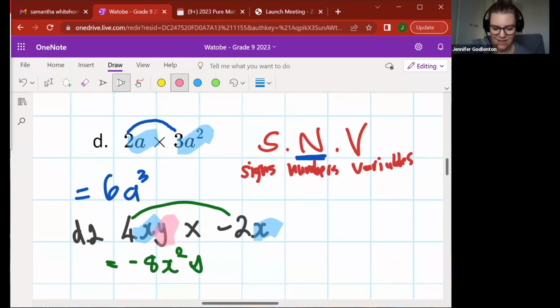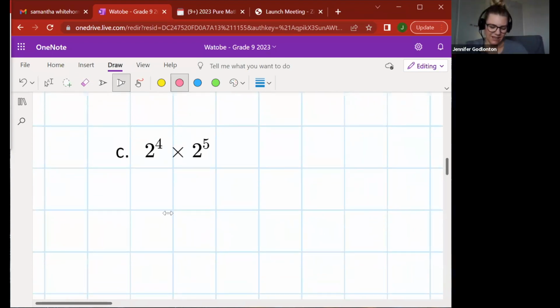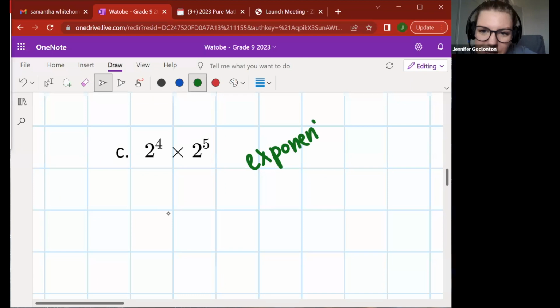Okay, we're going to try something slightly different from here. See how we go. What is my answer going to be? And I'm going to write something very specific on the board. I want my answer in exponential form.